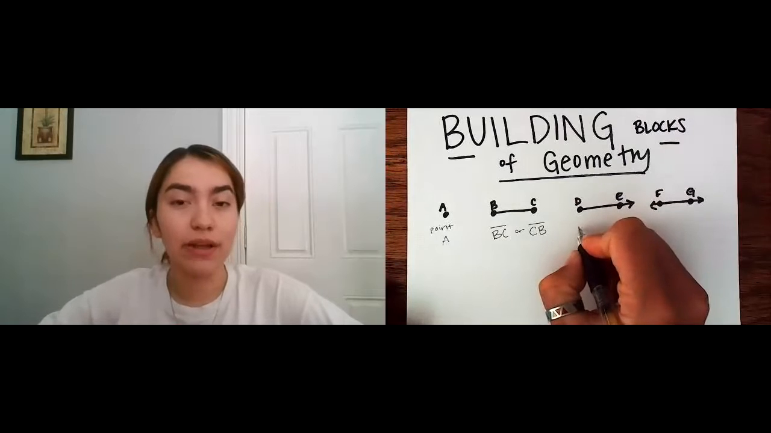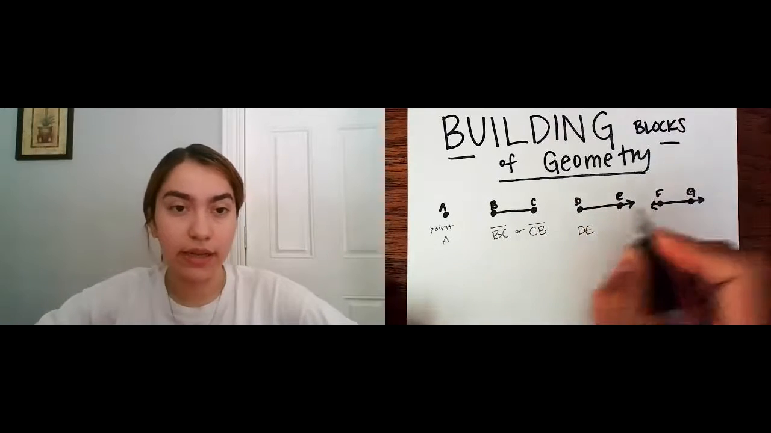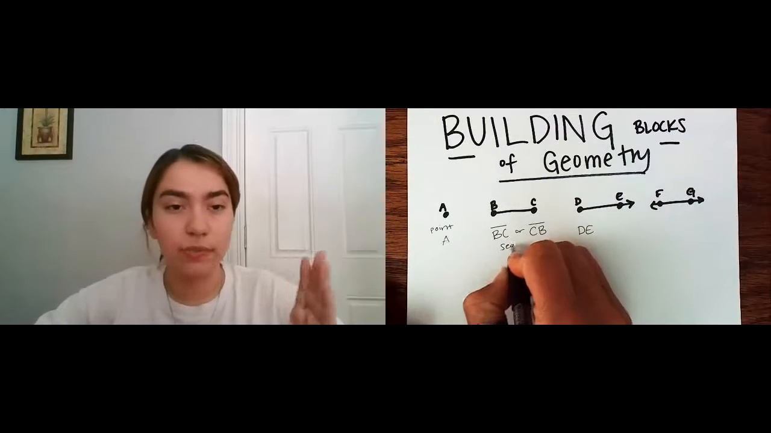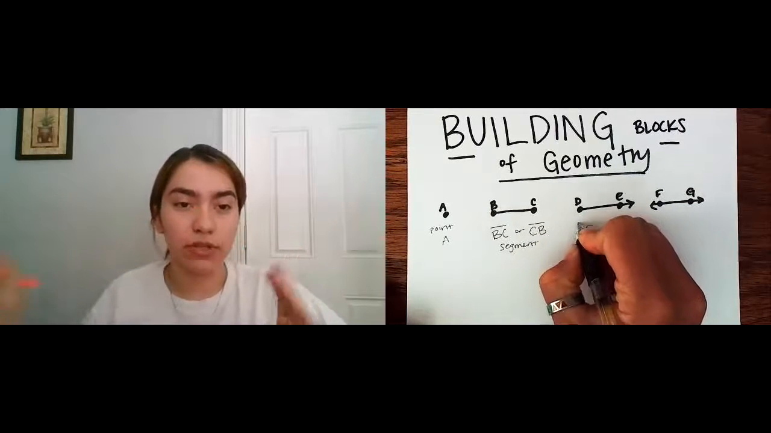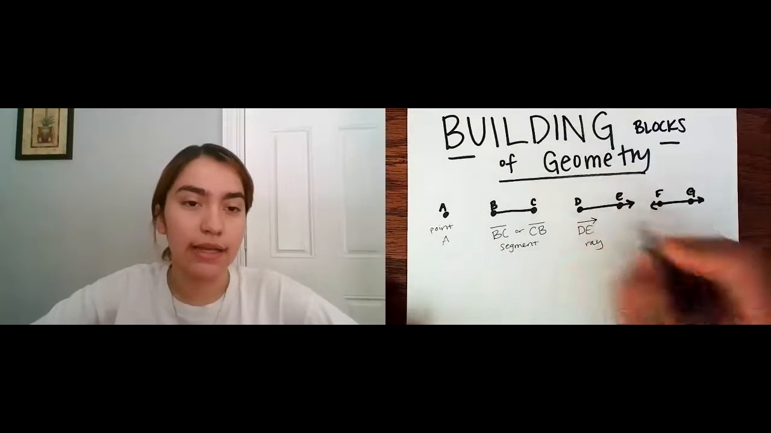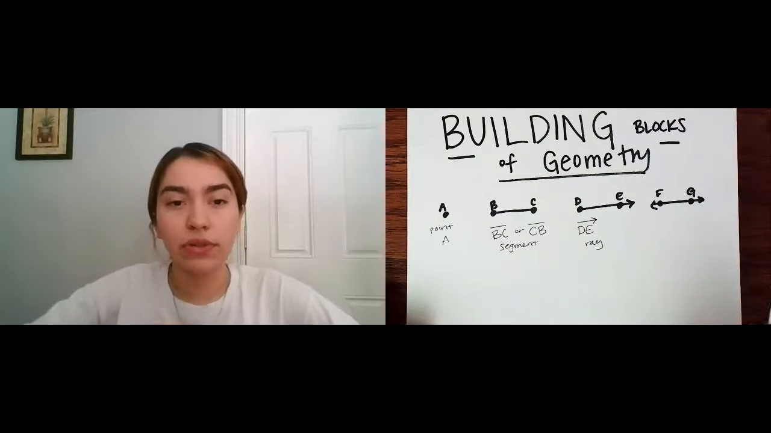Now we have ray DE. When talking about a ray, you must make sure to start reading it with your starting point. So your starting point this time would be D. You would read it to be DE going to the right. You would write it as a line just going in one direction when you label it.